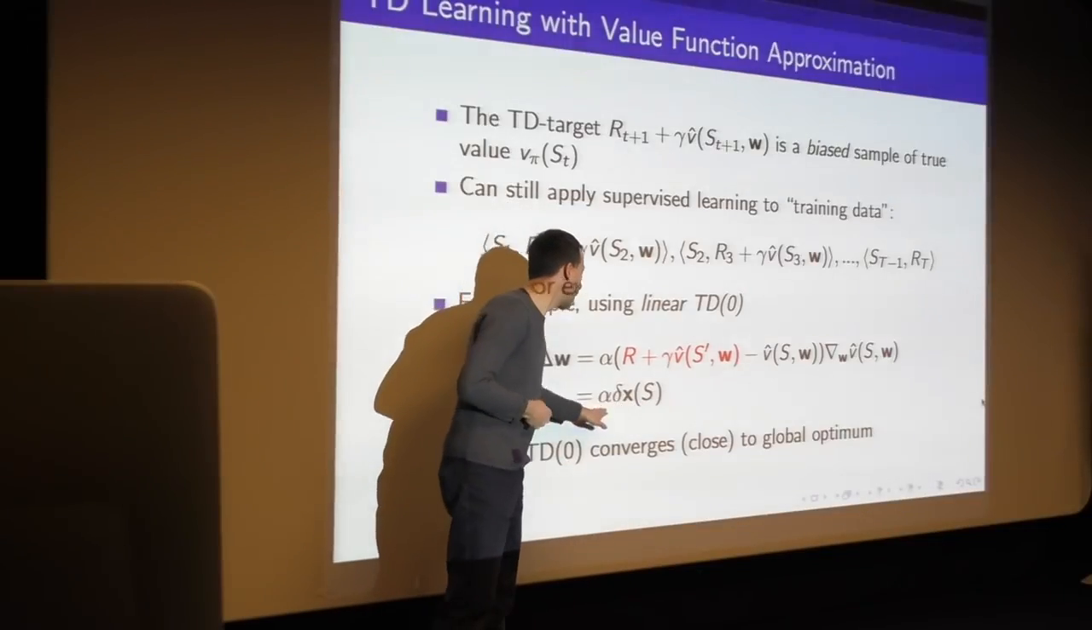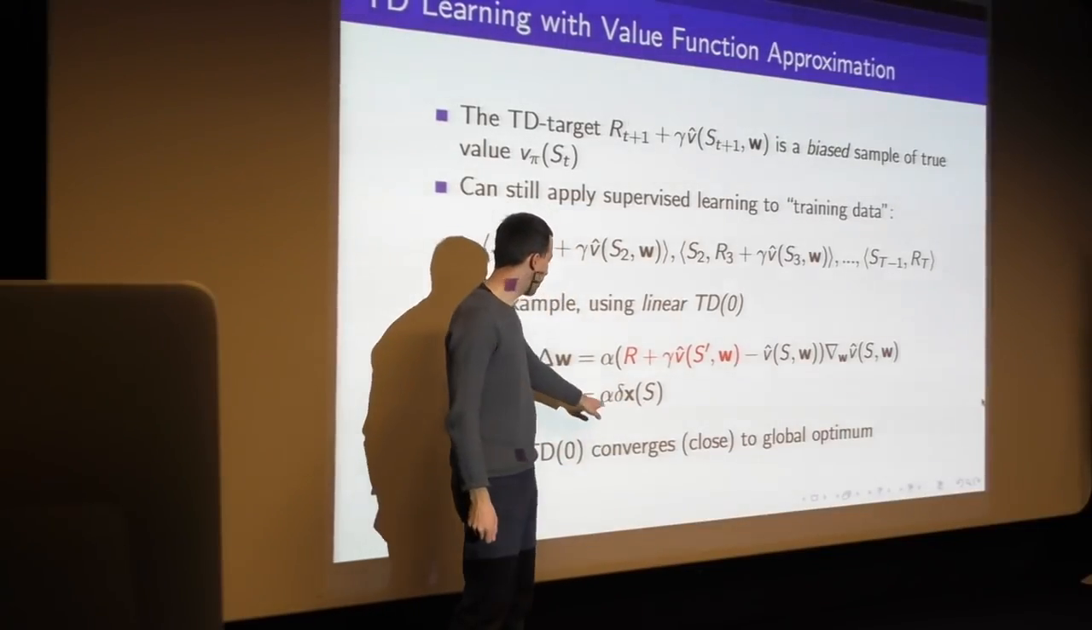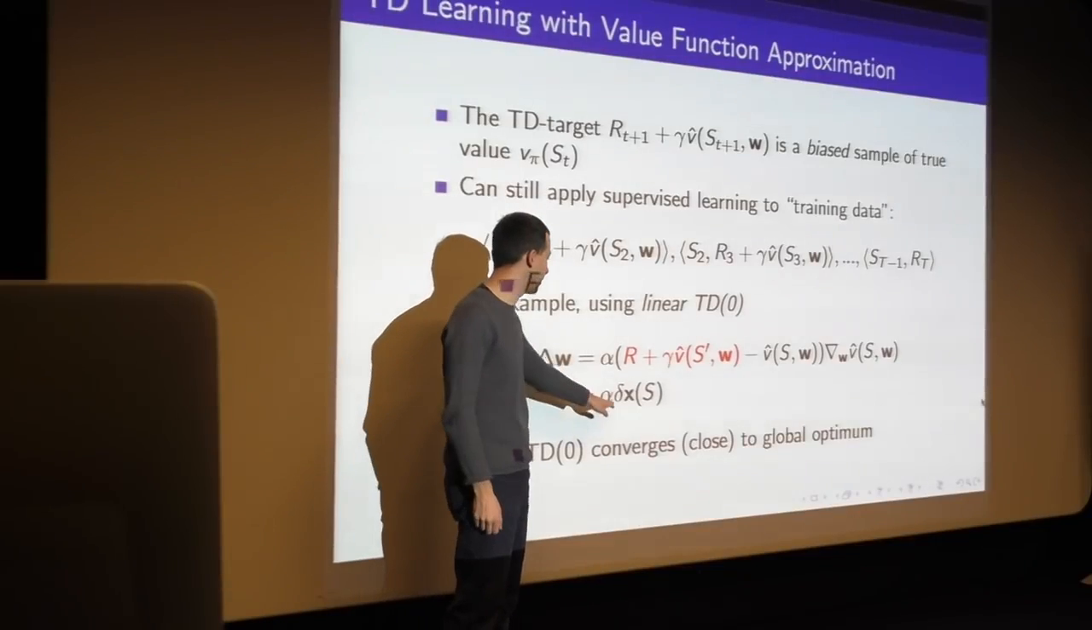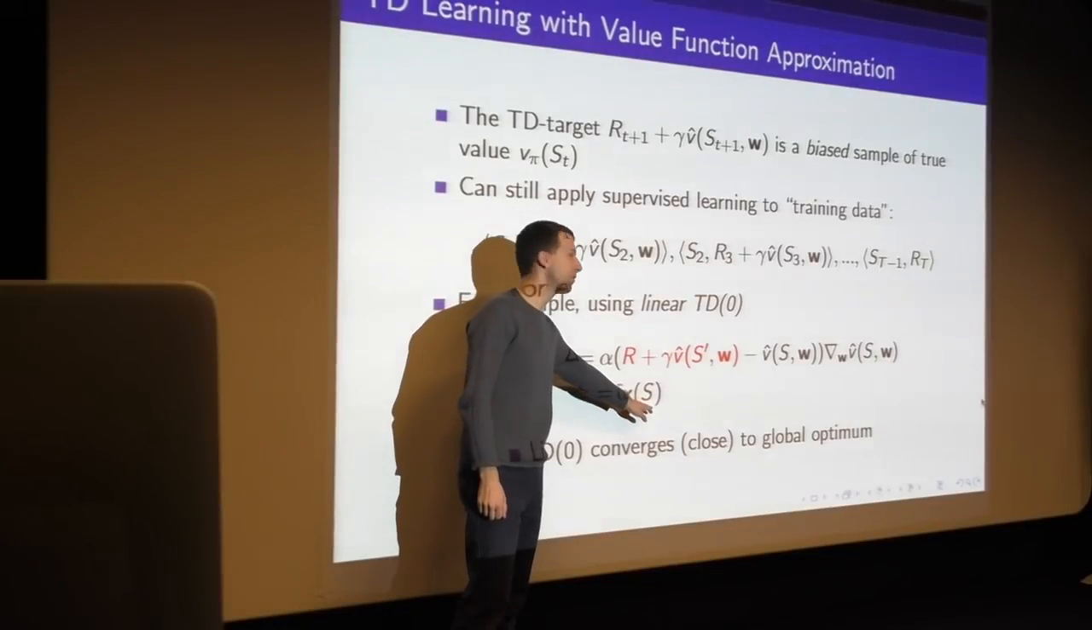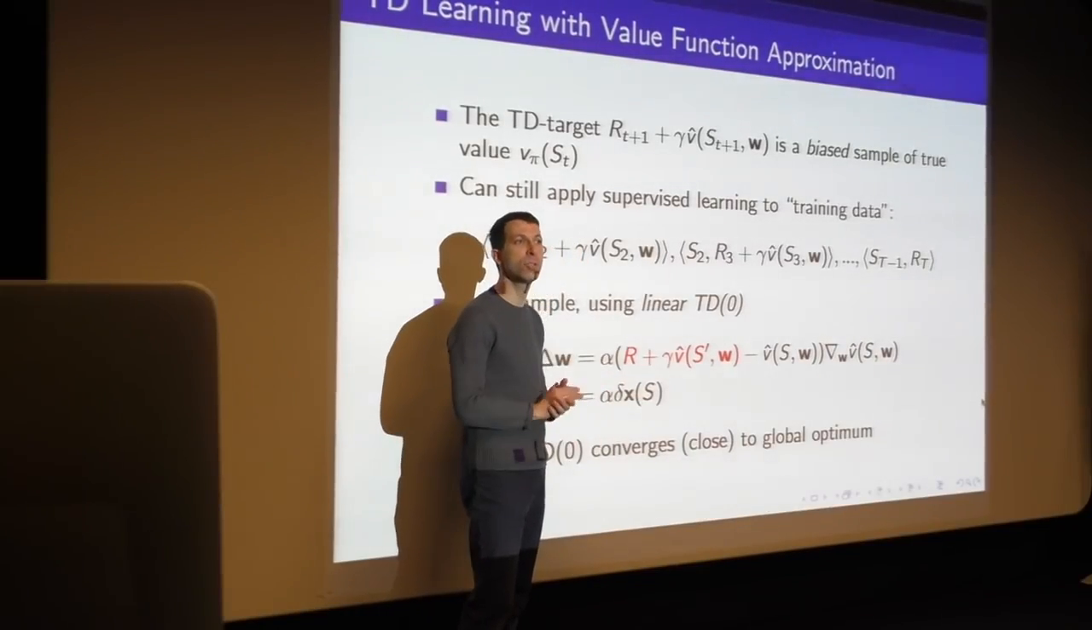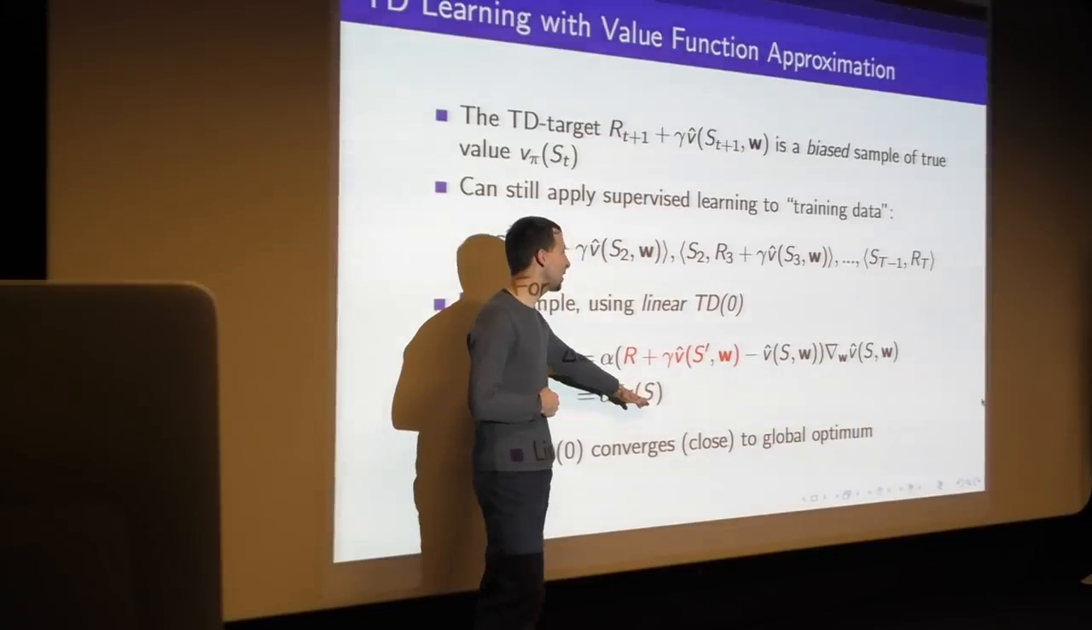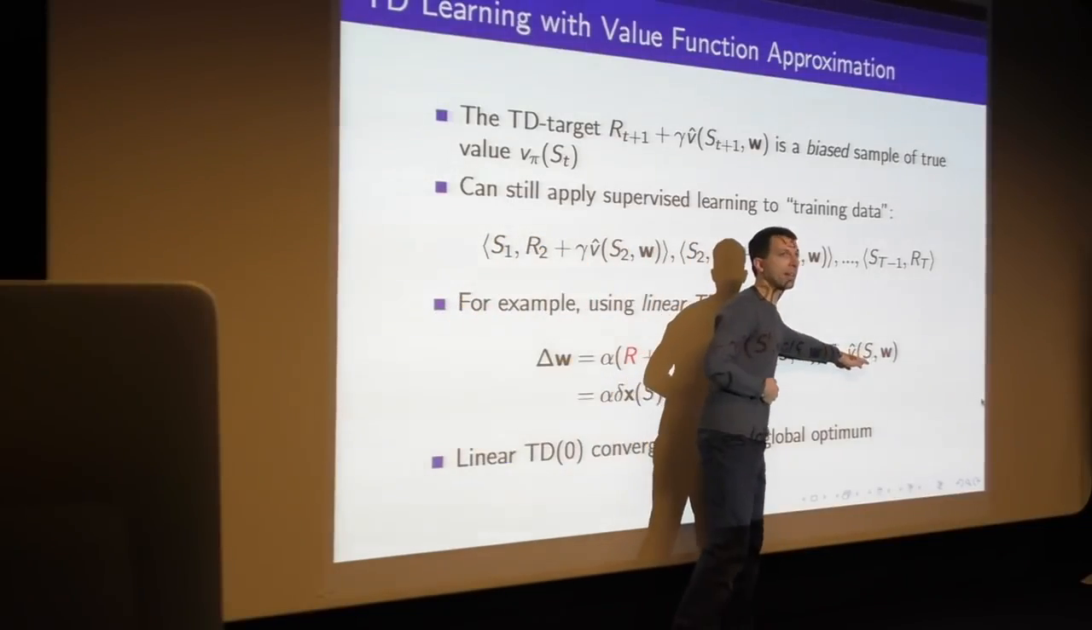We can compactly write that in the following way. We update our parameter vector by the step size multiplied by the TD error multiplied by the feature vector, or the gradient in the more general case. Feature vector in the linear case, gradient in the nonlinear case.